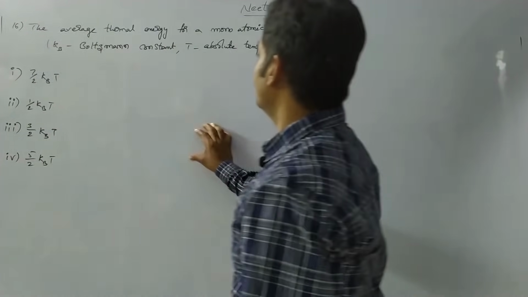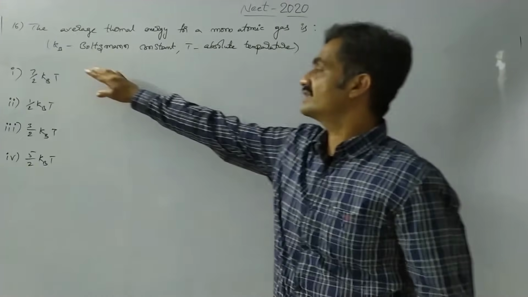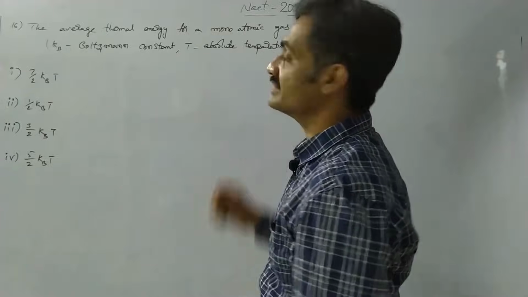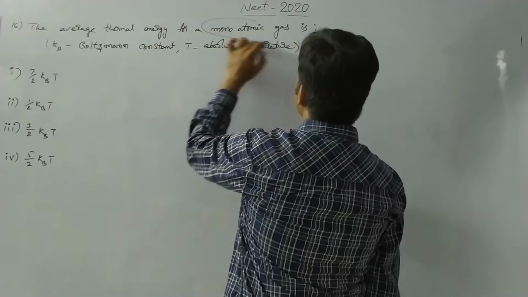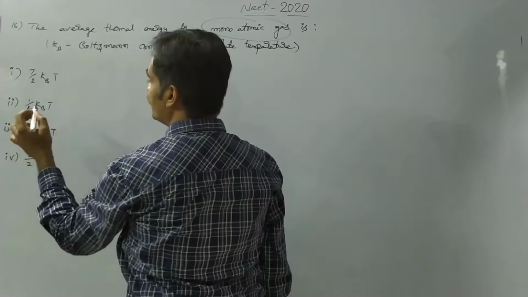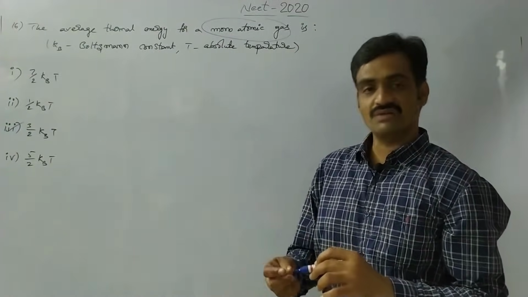The next question is: the average thermal energy for a monoatomic gas is, where k_B is the Boltzmann constant and T is the absolute temperature. We know that the thermal energy for a monoatomic gas is represented as 3/2 k_B T. Option is 3. Take a screenshot. We will continue.